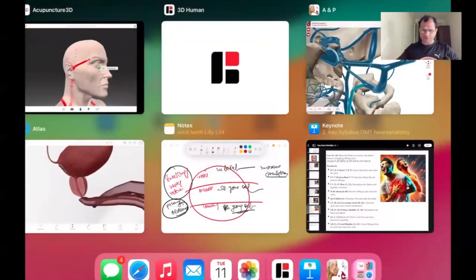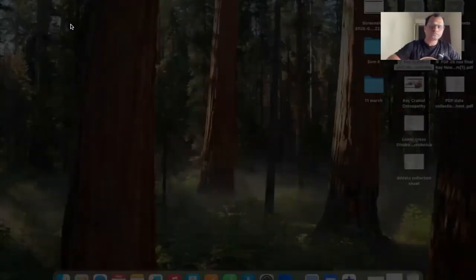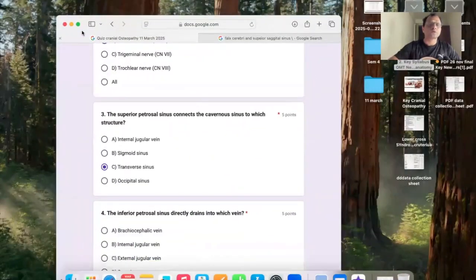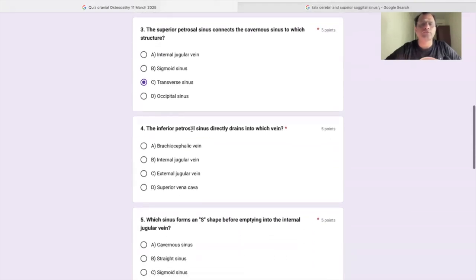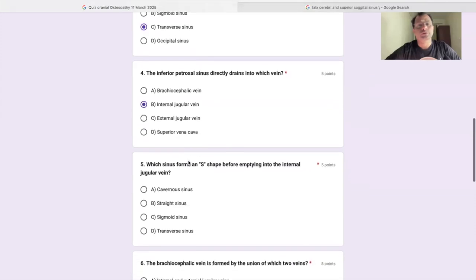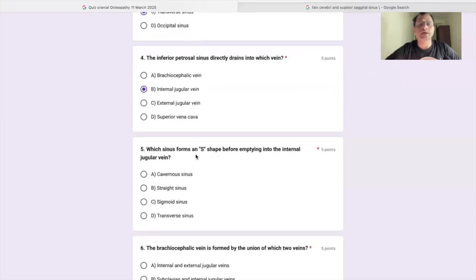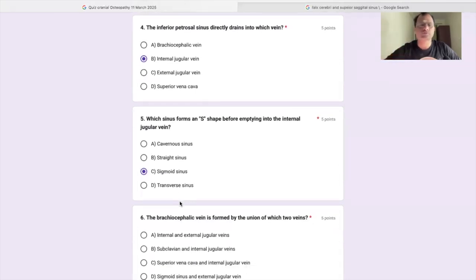So let's see here, quiz. The superior petrosal sinus connects the cavernous sinus to which structure? So that is the petrosal sinus. Now question number 4. The inferior petrosal sinus directly drains into which vein? Internal jugular vein. Question number 5. Which sinus forms an S-shape before emptying into the internal jugular vein? It's sigmoid sinus. We call it sigmoid sinus because it is S-shaped.